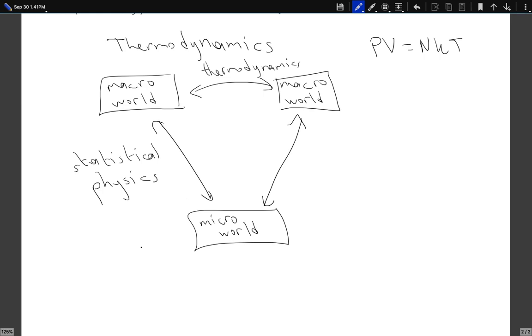But the problem with statistical physics is that you first have to have an understanding of the microscopic properties of the system, and from the microscopic properties you obtain the macroscopic properties of the system. Both have their advantages and disadvantages.